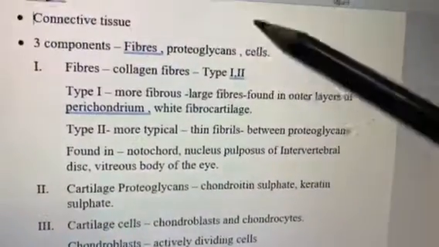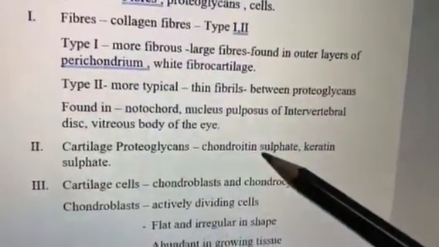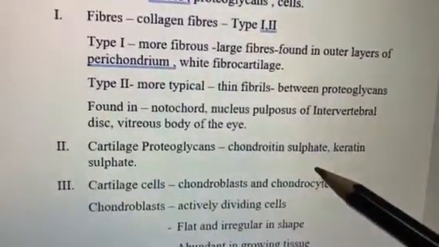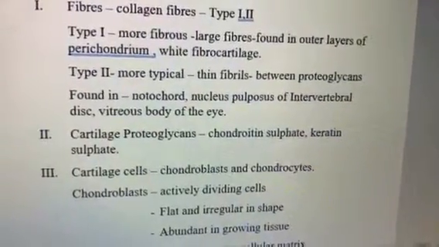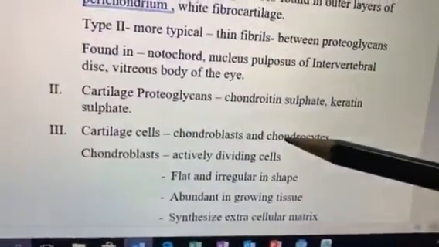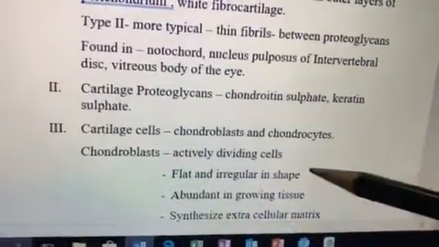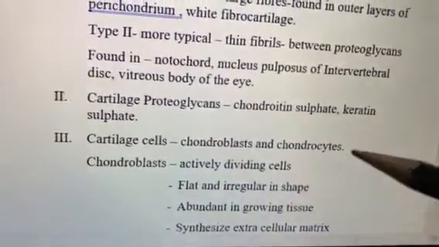And then second is proteoglycans. Proteoglycans is a cement-like substance. It is made up of chondroitin sulfate and keratan sulfate. This is like a material, like glycosaminoglycans, that you might have read in biochemistry. And the third one is cartilage cells. In cartilage, you have the chondroblasts and chondrocytes. The same thing in the bone we will be writing as osteoblasts and osteocytes.